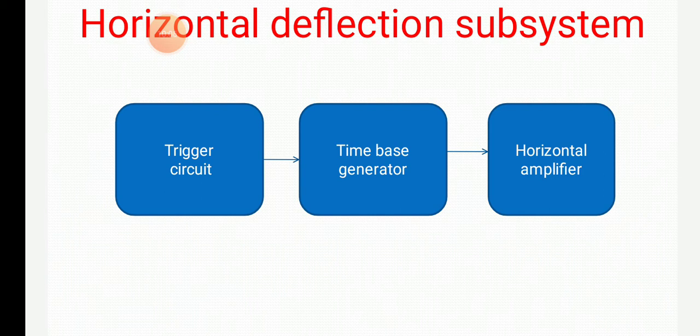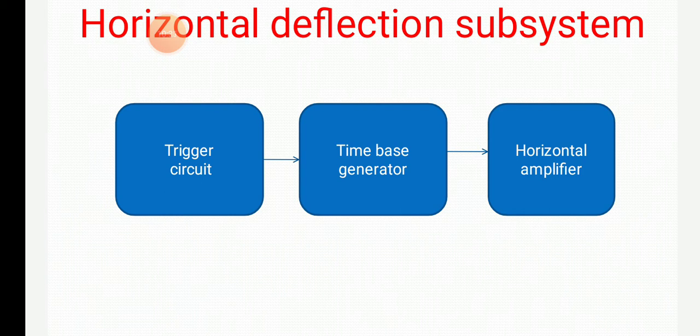Line signal. Third block is the horizontal amplifier. The output of the time base generator goes to the horizontal amplifier. It works similar to the vertical amplifier. It is required to increase the amplitude of the signal generated in the sweep generator to a level which is required by the horizontal deflection plates of the CRT.